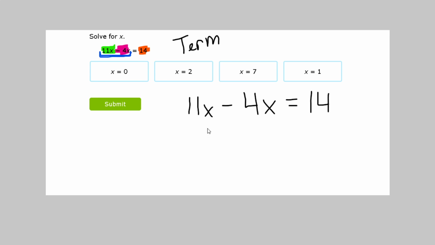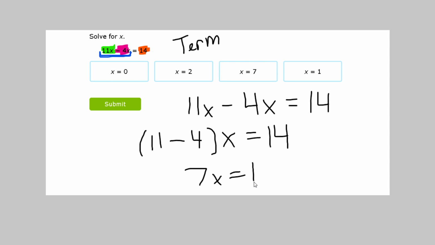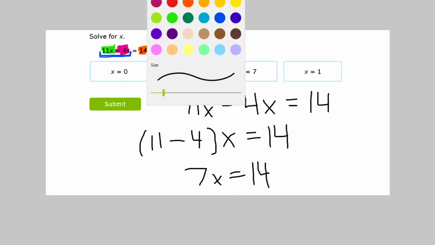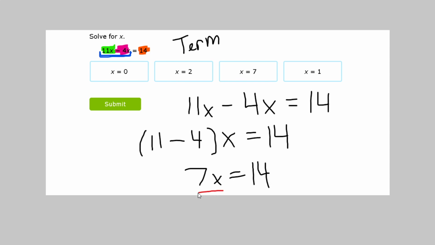So what we can do is use something called the distributive property, which you might remember from earlier this year. And we could actually rewrite this left side like this. And now all we have to do is 11 minus 4. 7x is equal to 14. Or in other words, we just did 11 minus 4, and that gave us 7. So we have 7 times x is equal to 14. And then from here, you just solve it like the other IXLs we did this week.